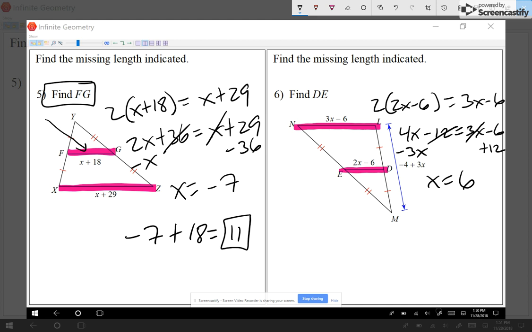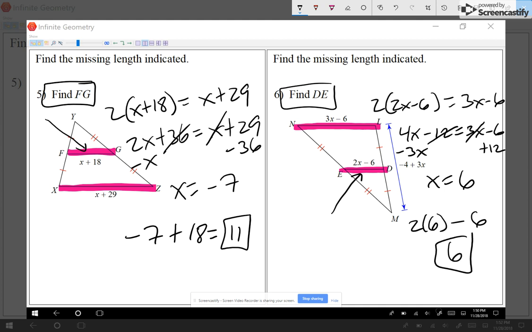In my examples, many of them, the x value was a negative. Sometimes the x value would be positive. Now here I'm asking to find DE. DE in this case is the mid segment again. So I'm going to go 2 times 6 minus 6. So 12 minus 6 happens to be 6.